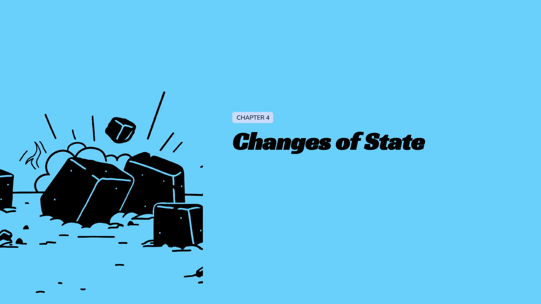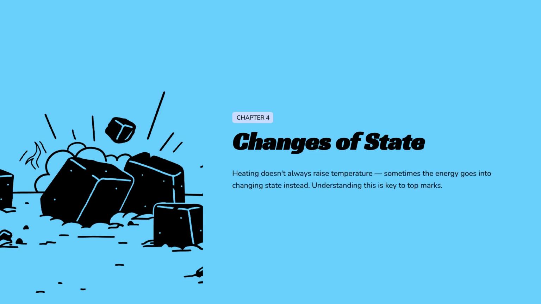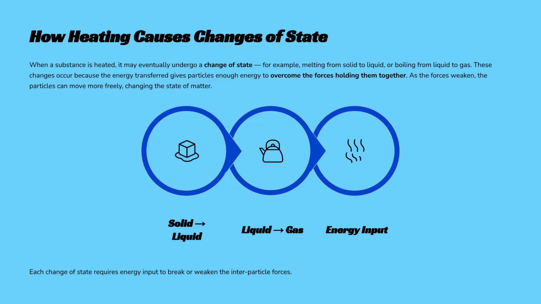Moving on to Chapter 4, changes of state. It is a critical concept to understand that heating does not always raise temperature. Sometimes, energy is diverted entirely into changing the state of the substance. Changes of state like melting or boiling occur because transferred energy helps particles overcome the attractive forces holding them together. This extra energy allows particles to move more freely, transitioning from one state to another.